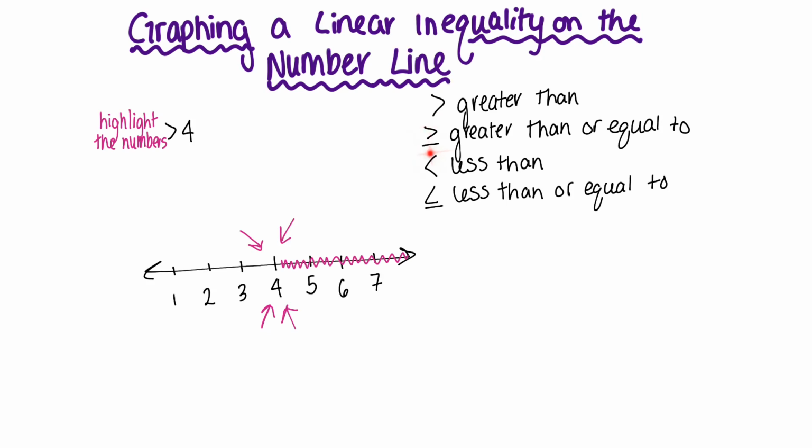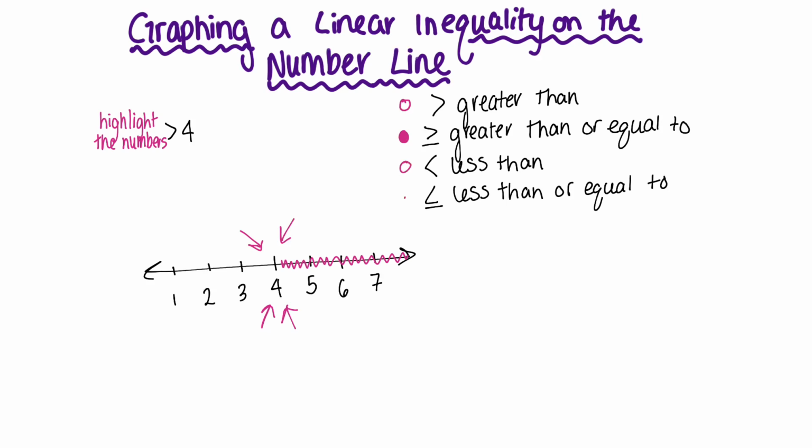Greater than or equal to means that you're including 4. Greater than with no underline means that we're not including 4. We only want numbers that are strictly greater than 4. So 4.1 works. 4.000001 would work, but 4 itself wouldn't. Whereas with this one, 4 is included. The way that we deal with this, we use an open circle if there's no underline, and we'll use a closed circle if there is an underline.